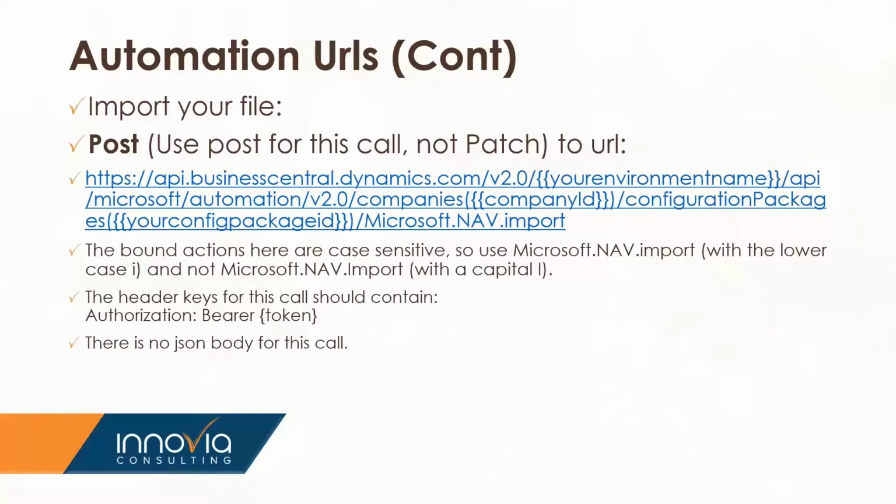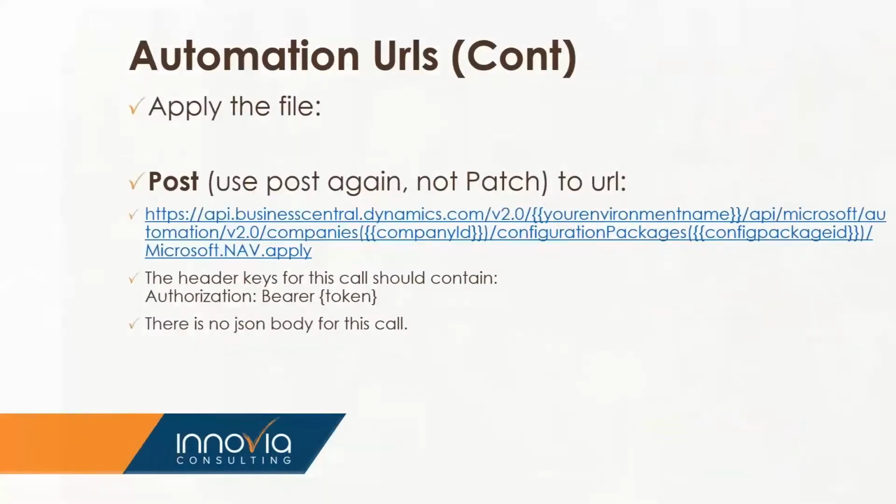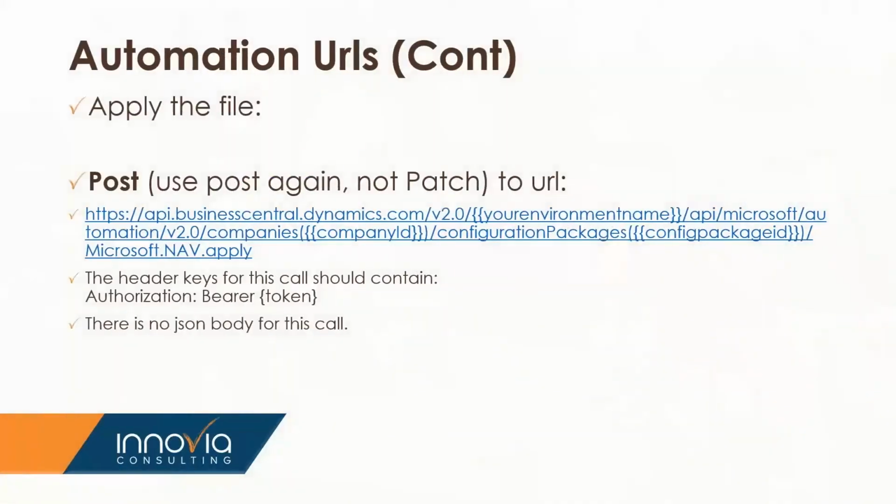If for some reason you type a capital I, then you might not see it, and you might not know or figure out why it's not working. So just keep track of that. They're case sensitive. The next one will be apply. So this will be the same URL, except it will have Microsoft.nav.apply at the end of it. And again, the header is bearer token for your authorization, and no JSON body for this call or the last call. You're just firing off those bound actions.